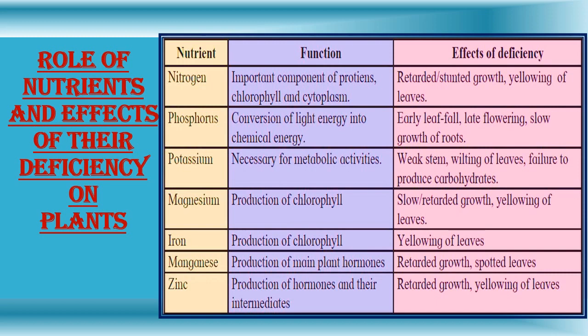Then the next nutrient is manganese. It is used for production of main plant hormones, and the effects of deficiency on plants will be retarded growth and spotted leaves. And the next nutrient is zinc. It is used for the production of hormones and their intermediates, and the effect of deficiency on plants will be retarded growth and yellowing of leaves.